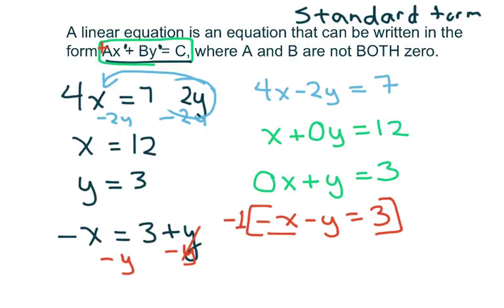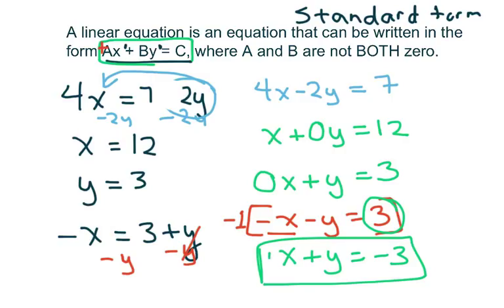Opposite of negative x is positive x. Opposite of negative y is positive y. And the opposite of 3 is negative 3. So that would be in standard form, because your a always must be positive. In this case, our a is 1. There's not a 1 there, but that's what it is.